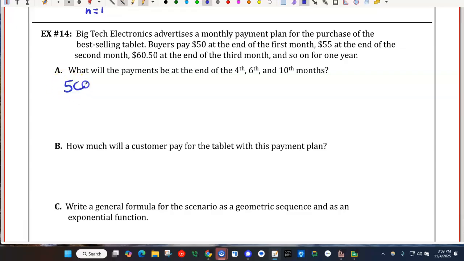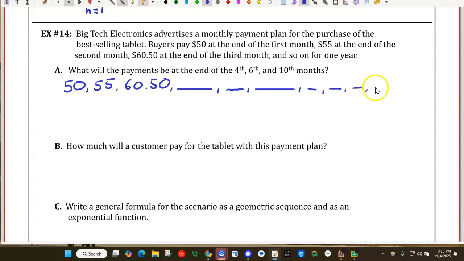So first month, it's 50, then it's 55, and it's 60.50. And then they ask, what is the 4th, 6th, and 10th? So we get 1, 2, 3, that's the 4th. We'll have the 5th will be something, and then we'll need the 6th. And we'll have the 7th, the 8th, the 9th, and then we'll also need the 10th.